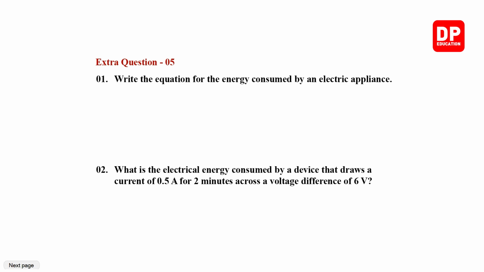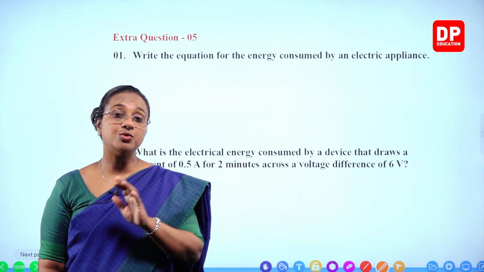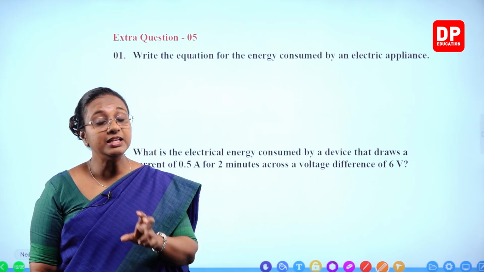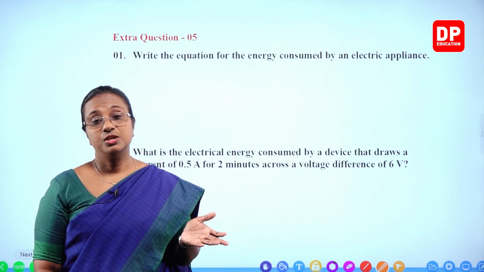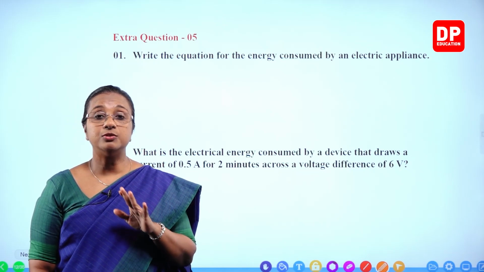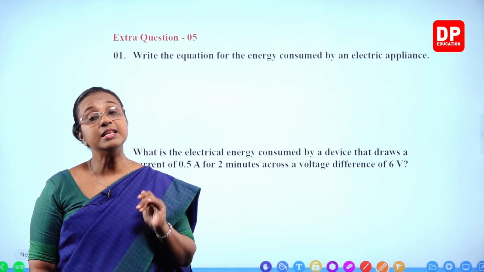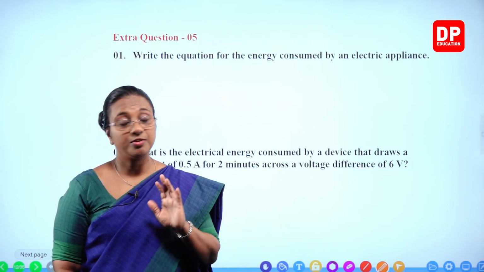Extra question 5. Write the equation for the energy consumed by an electric appliance. Now you all can remember, power is the energy consumed in a unit time. So the power of a particular electric appliance into time that it operates gives you the energy. So energy E equals power into time, P into T. But their power has to be in watts and time has to be in seconds, so that you get the unit of energy in joules. You have to remember that.